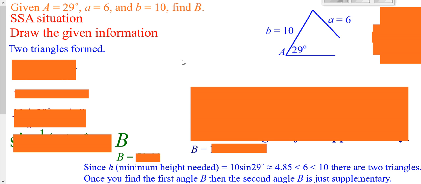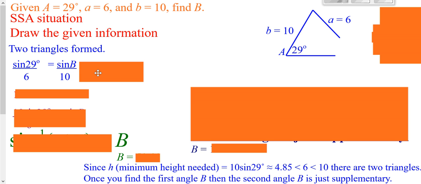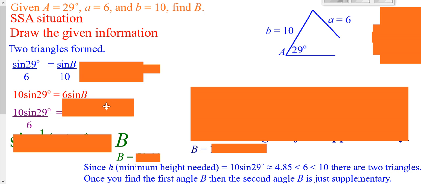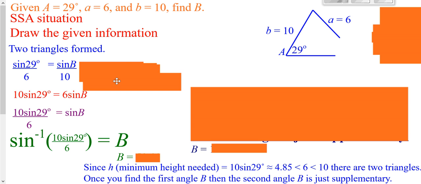Well, to begin with, you go ahead and find B like you would normally and don't be concerned about the two triangle situation. So you go your opposite pair, sine of your angle over its opposite side, equals, in this case, sine of B over side B. We could cross multiply, then try to get the sine of B by itself by dividing by 6, and then we can go our inverse sine. And this is our calculator ready form. We type it in.